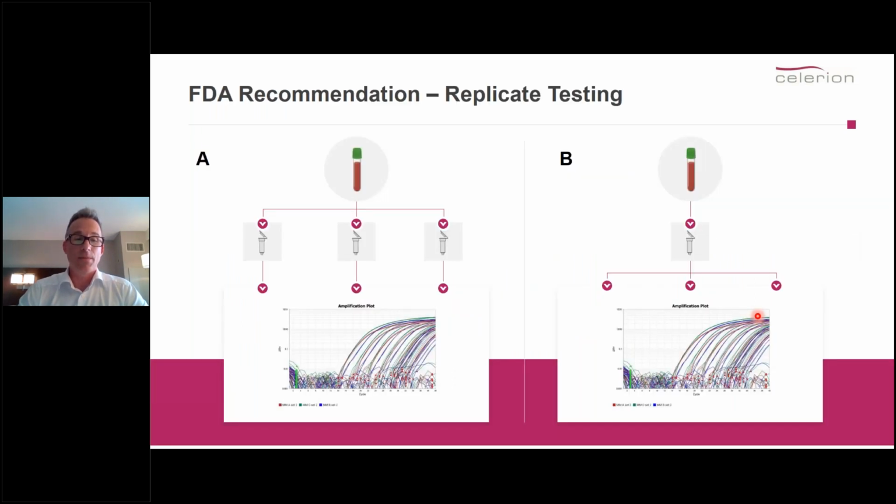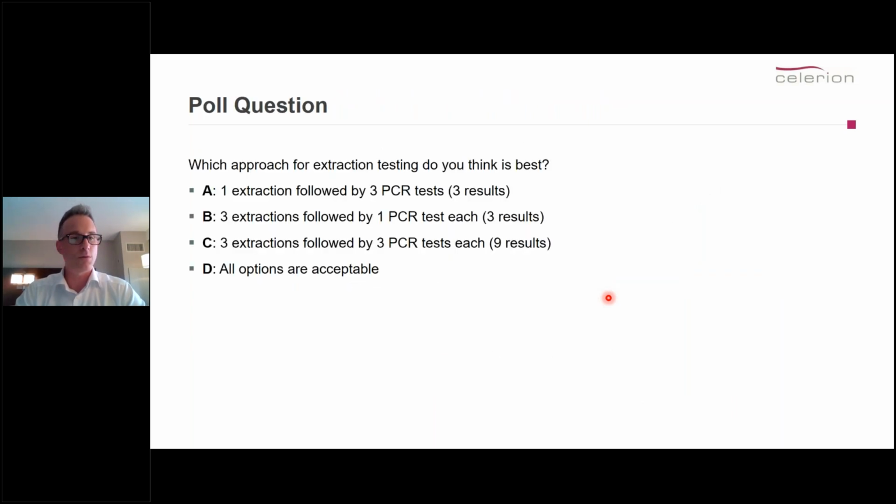When it comes to the actual extraction, I mentioned earlier the FDA document actually mentions replicate testing, and I've put 2 scenarios out here which I want to put to the audience again. So get your poll clicking fingers ready. You've got one sample here that you start off with, and then you extract it 3 times, and then run each extract once in your PCR reaction. That's option A. Option B would be you take your sample, you extract it once, and then you run it 3 times on your PCR.